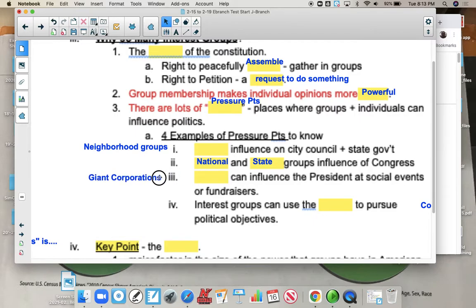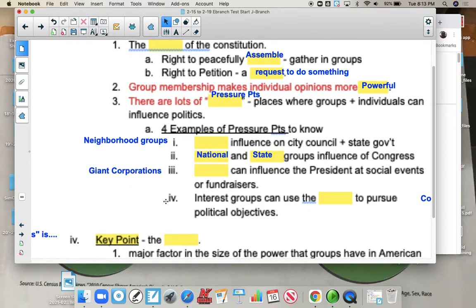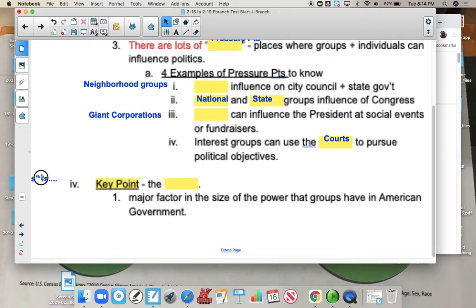Third, government corporations, big businesses can influence presidents at social events and fundraisers, paying for things for the president, just supporting the president in campaign funding and all that. They can help them win elections. Fourth, interest groups, which we've talked about. Remember, we define interest groups as organizational groups of individuals that share common objectives who attempt to influence policies. And interest groups, remember, can use the courts even to pursue political objectives. Final point here is that the openness of American politics is a major factor in the size and power that these groups have in American government.